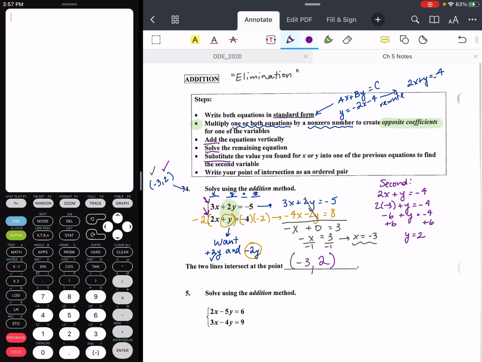So remember we solved before using the substitution method. Now we solved the same system using the addition method, got the same exact correct answer. And remember again, this represents the point at which those two lines intersect when we graph them.